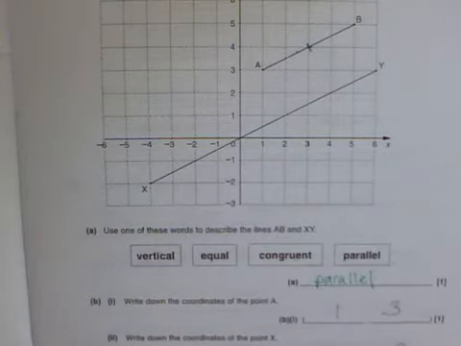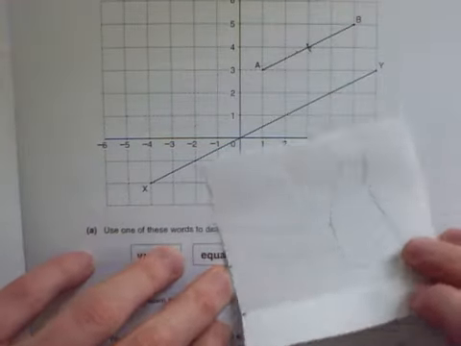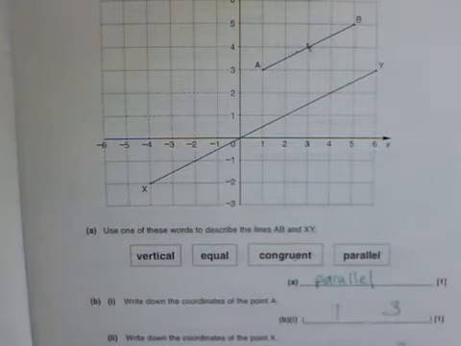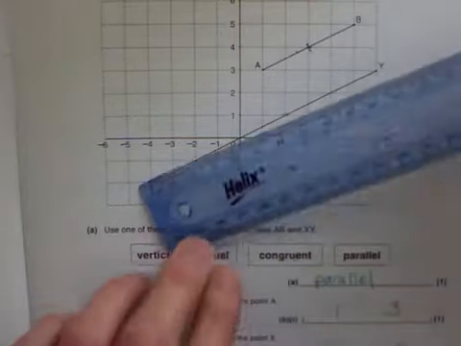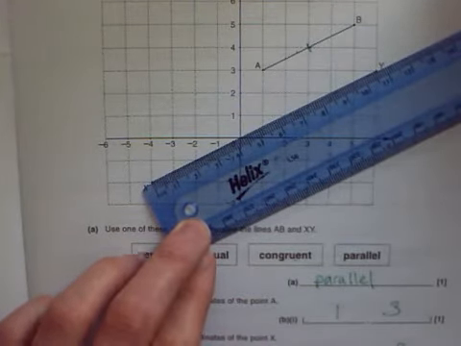Mark on the grid the midpoint of the line X, Y, and write down its coordinates. Well, again, we can go for the tracing paper technique. That's not quite long enough, that piece of paper. So your other technique you might go for is just measure the line. I'm measuring that. That's 10.6.